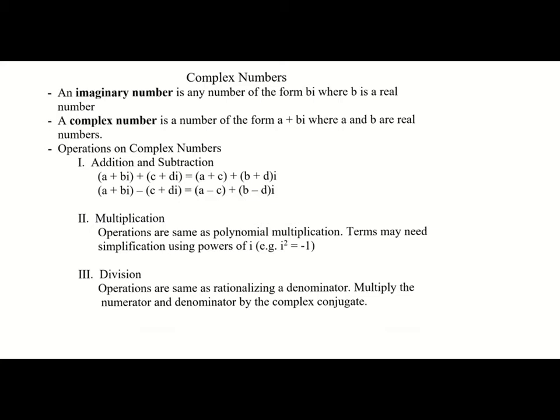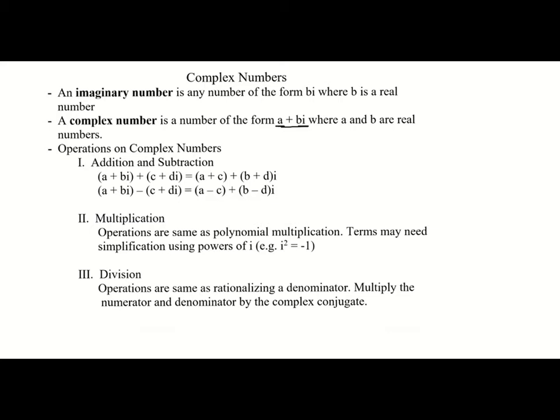And a complex number is a number in the form of a plus bi. So a and b are your real numbers, but whenever you're writing it in complex number form, the real number part goes first and the imaginary part goes second. So they want it kind of in a certain order. They want the real number part first and then the imaginary number second.